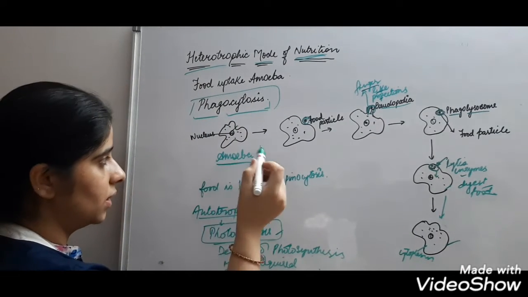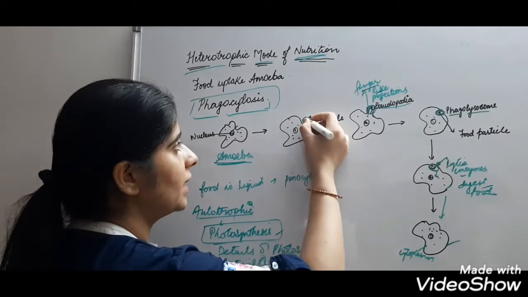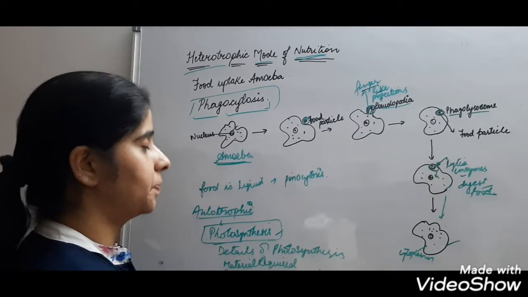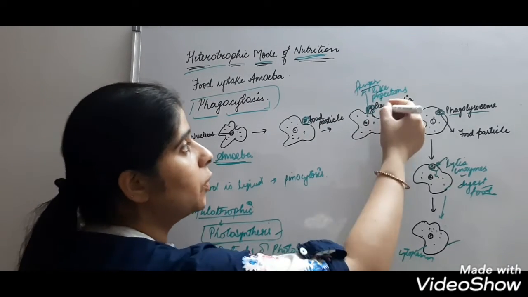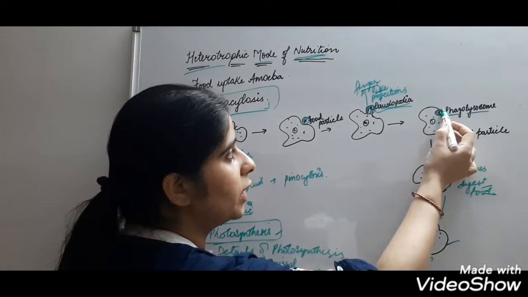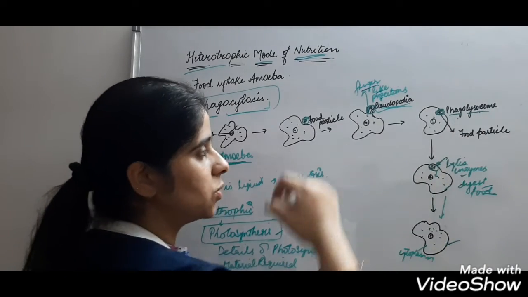We'll go once again. This is an amoeba cell. This is the food particle. When the food particle is within reach of the amoeba cell, it forms finger-like projections known as pseudopodia. These pseudopodia trap the food into a vessel. This vessel is known as a phagolysosome.